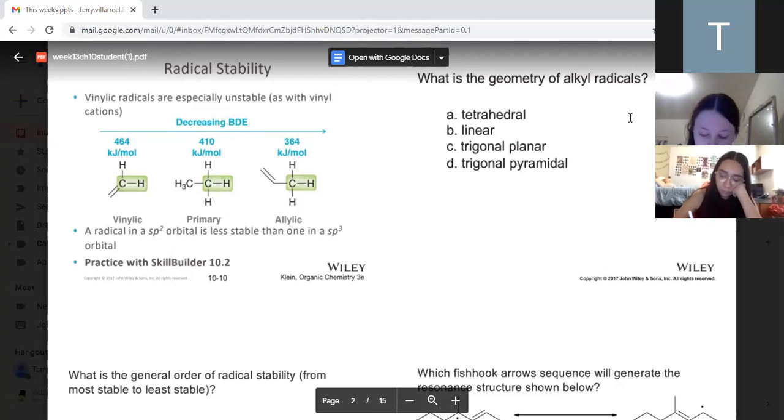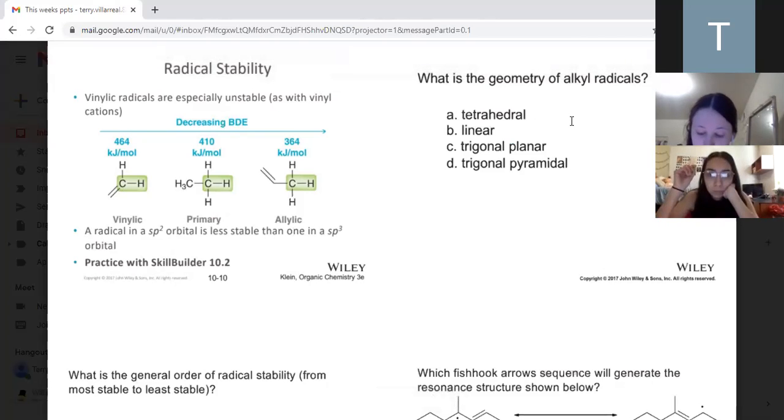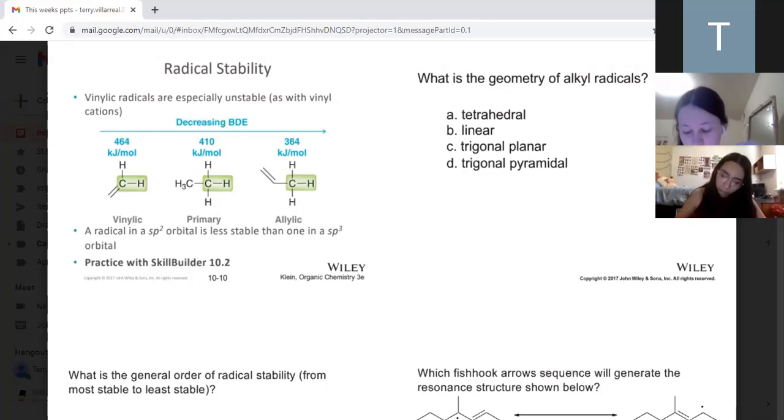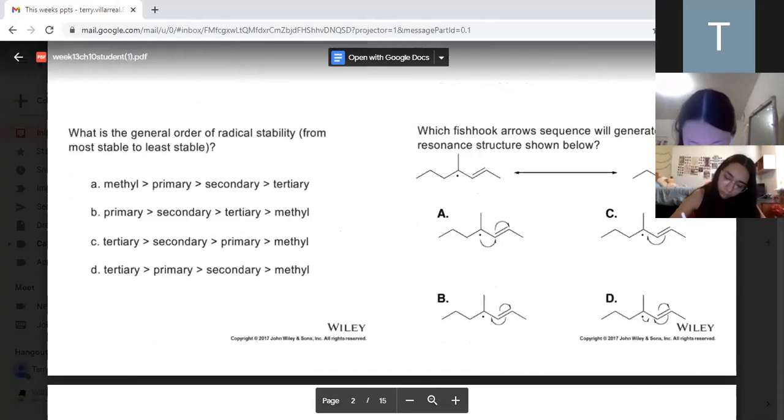All right. So what is the geometry of alkyl radicals? Which of these is my geometry? It's C. Yep. Trigonal planar. We can also think about it as very shallow trigonal pyramidal, but trigonal planar is the best one to think about. So that's my preferred geometry.